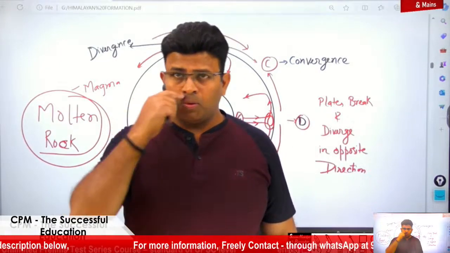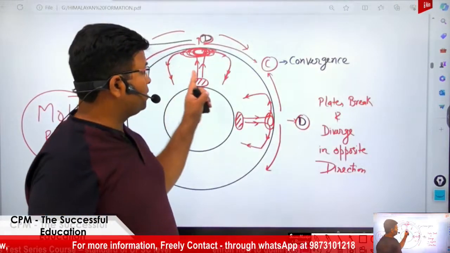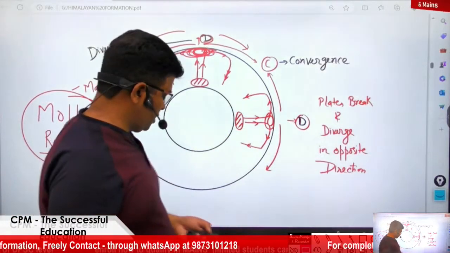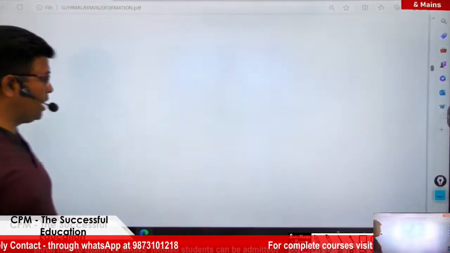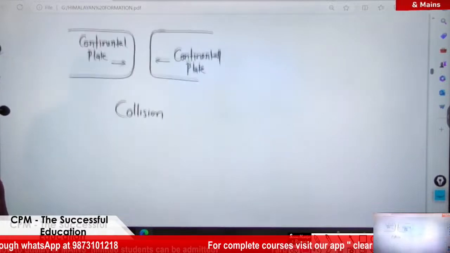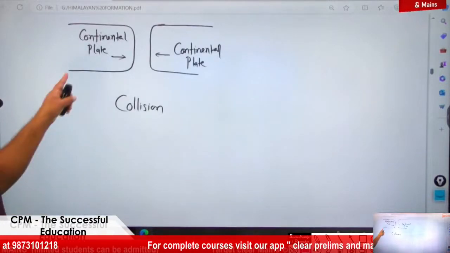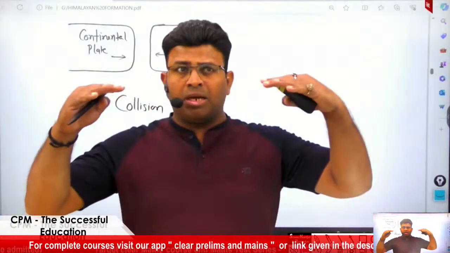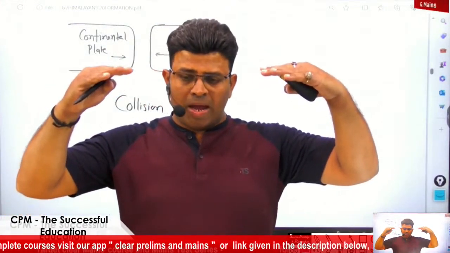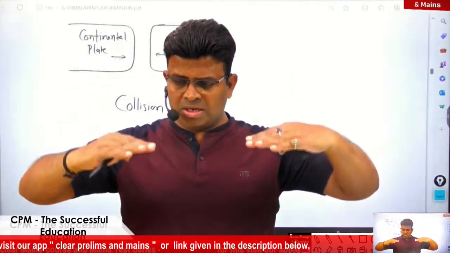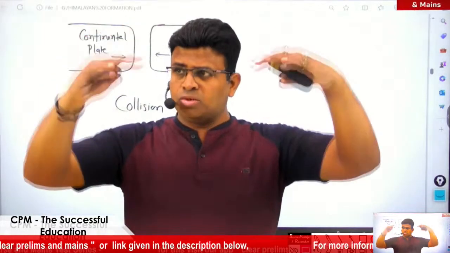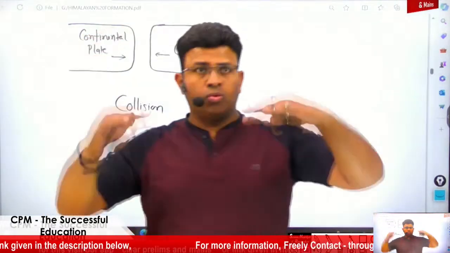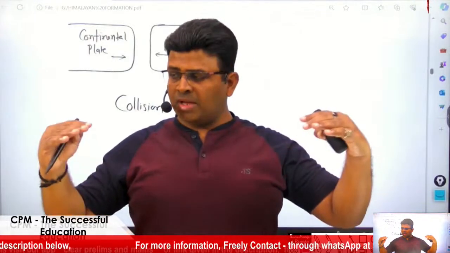Understood it? And you might remember that they are floating over the semi-molten asthenosphere. Let us move forward and see what about the two continental plates. If there are two continental plates, then they are made up of silica, mostly of silica, so having the same density. When the two continental plates are there, they are moving and converging.